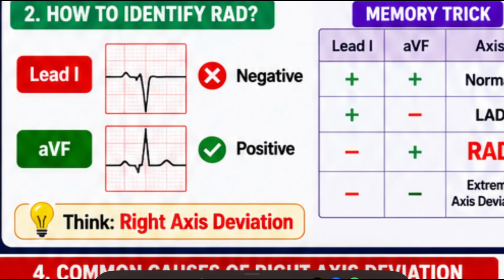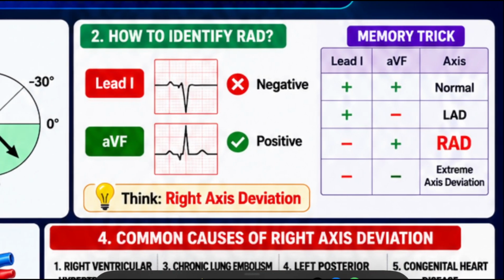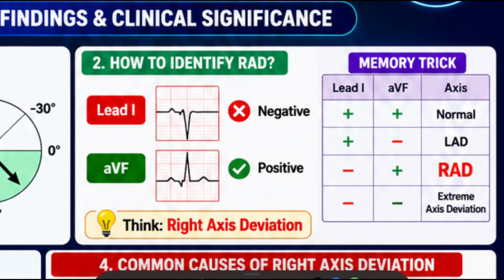Now, how to identify it? This is the trick to identify right axis deviation. We always have to look at two leads, that is lead 1 and lead aVF. Lead 1 will be negative, meaning the spike goes down. In aVF it will come up, so positive. So if lead 1 is negative and lead aVF is positive, then the diagnosis is right axis deviation.